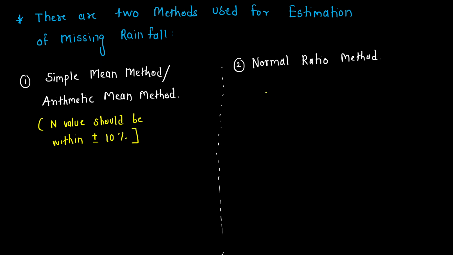Okay, in this case, the n value, if not within plus or minus 10%. So just remember this one. I will explain it to you, what it is.